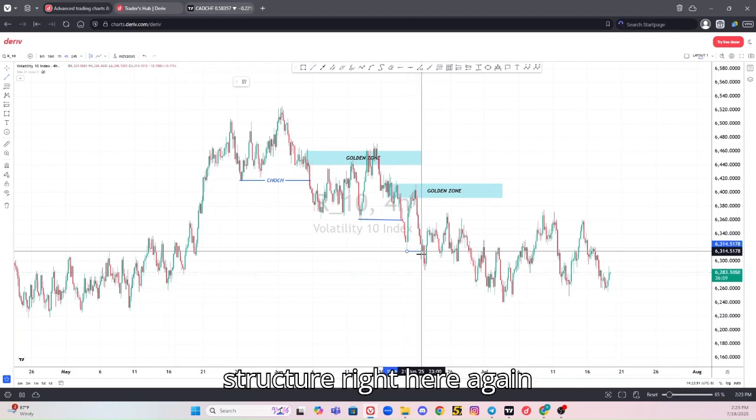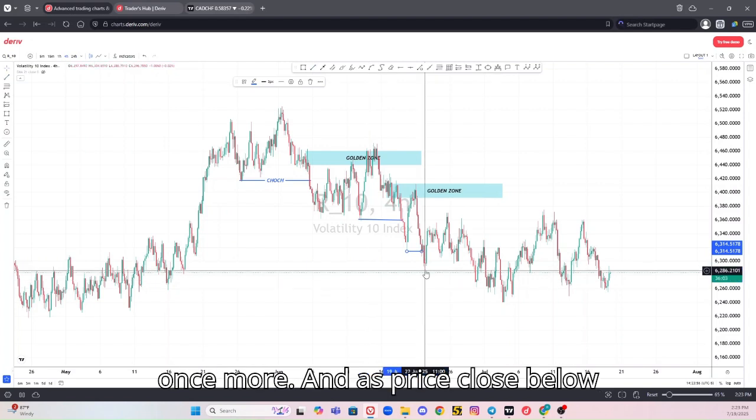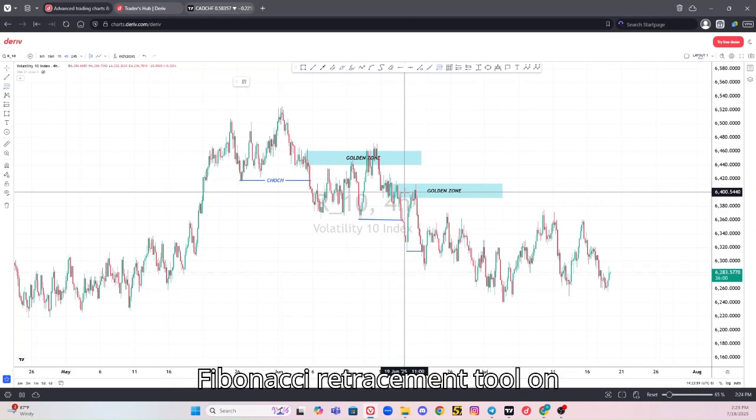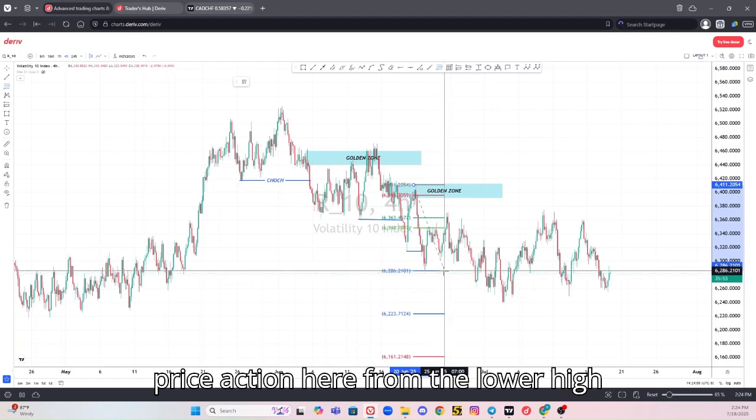Now, as price moves away from our point of interest, or our golden zone, we have another break of structure right here again. Price breaks structure and closes below once more. And as price closes below once more, once again, we pull our Fibonacci retracement tool on price action here from the lower high that was left to the new low that was created.